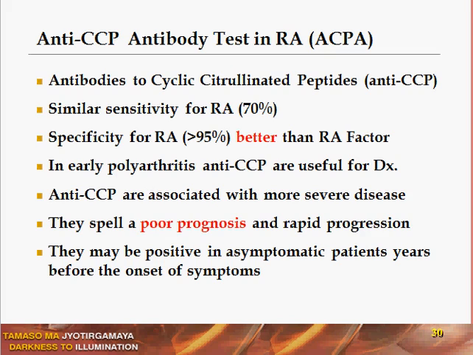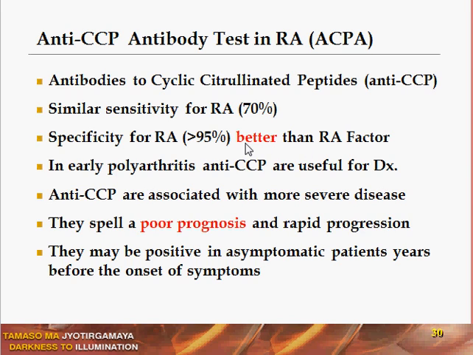Citrullinated peptides are generated in the synovium by the enzyme, citrullinated peptide related enzymes, and these produce CCP, and antibodies are generated against these citrullinated peptides on the synovium. The sensitivity for rheumatoid arthritis is similar to rheumatoid factor, 70% sensitivity, whereas specificity for rheumatoid arthritis is better, 95%, whereas that of rheumatoid factor is around 85%. So, better than rheumatoid factor for specificity.